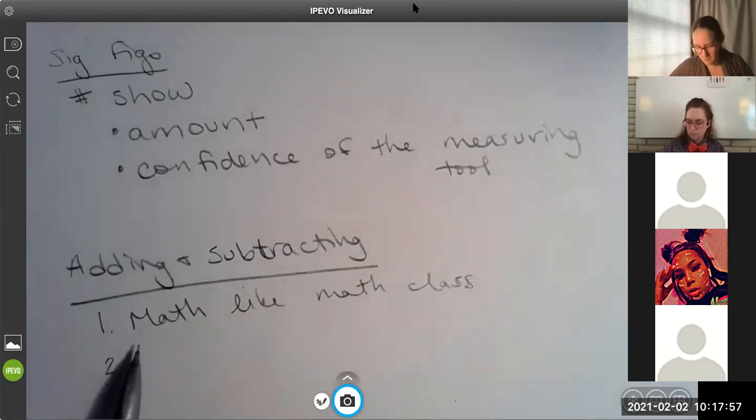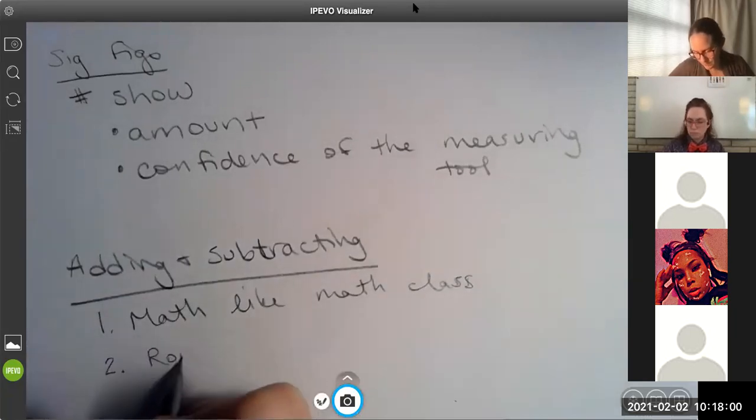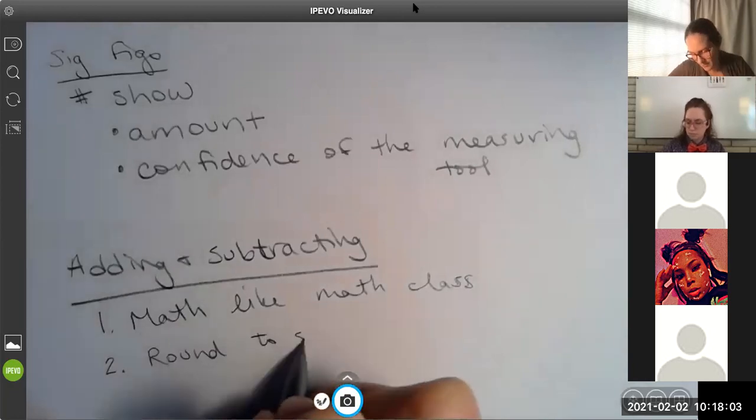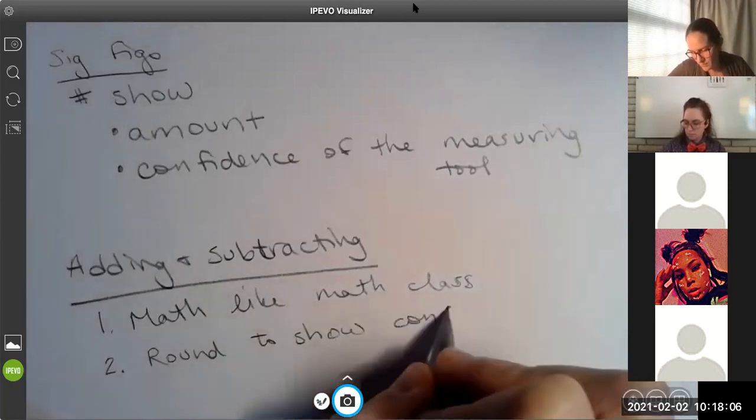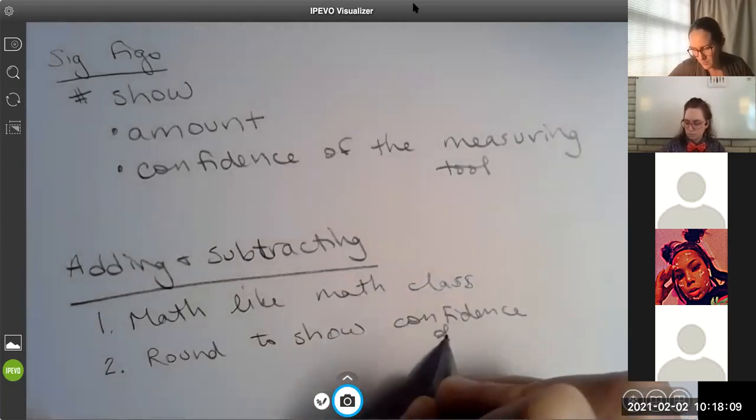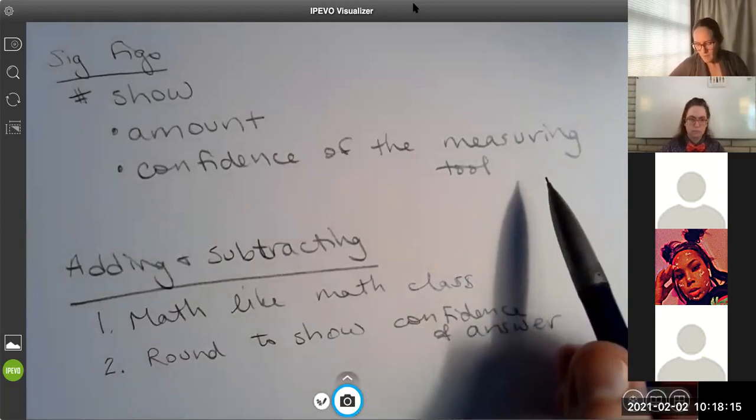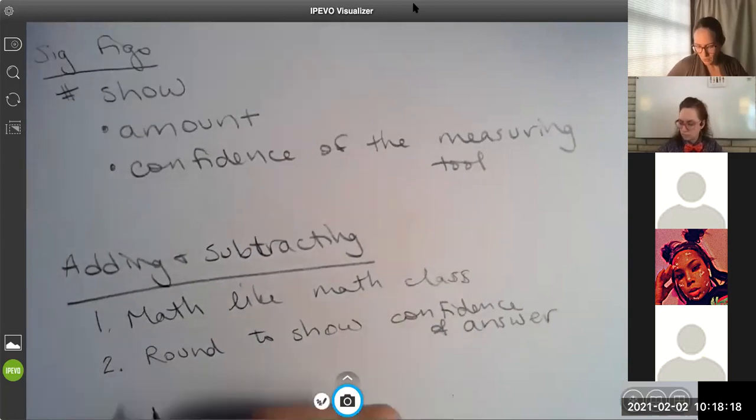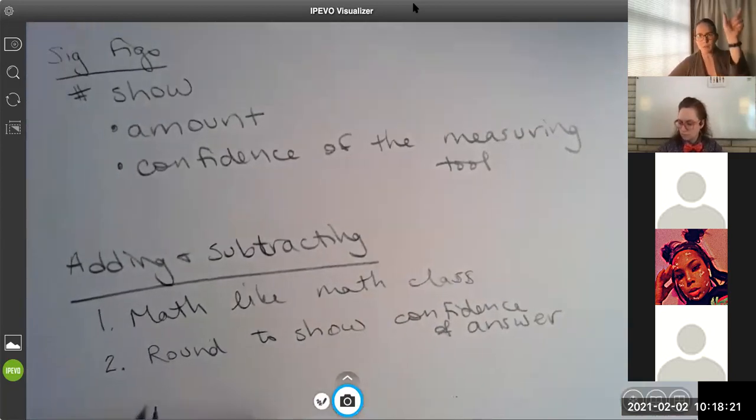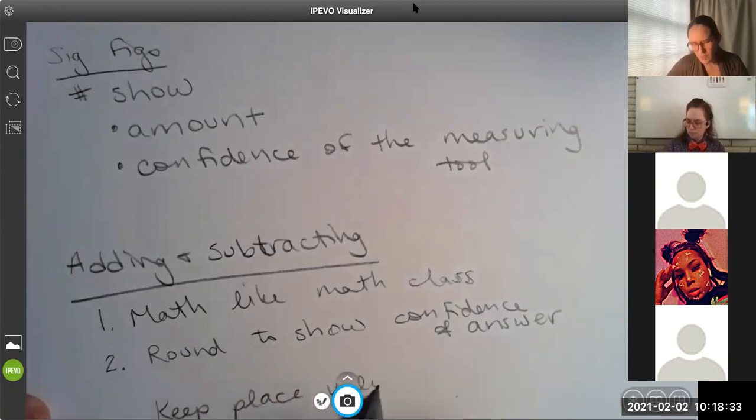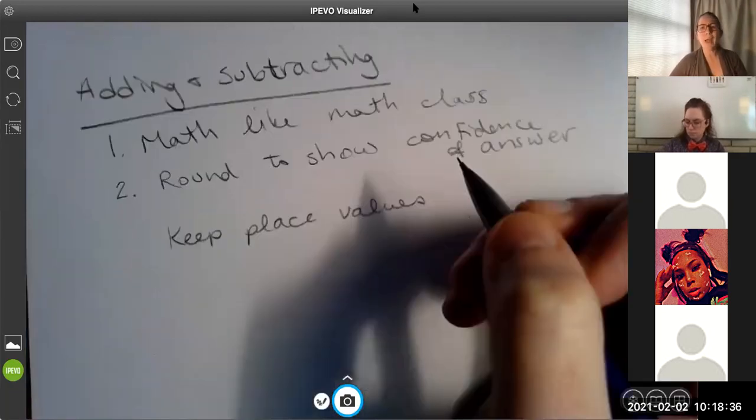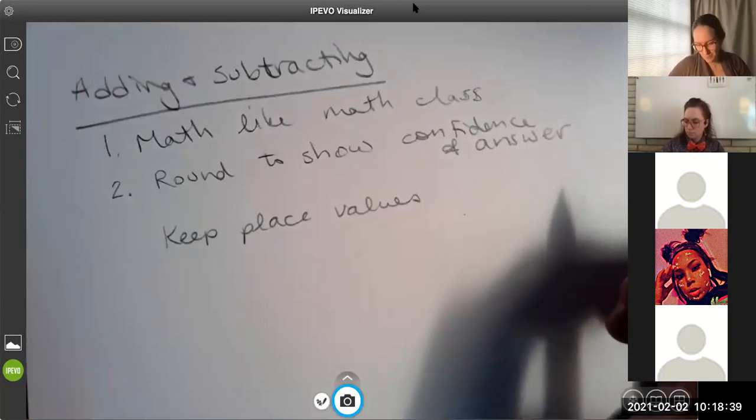Step one, math like math class. Step two, round to show confidence of your answer. And again, this is just what you could see in the original tool. When you're adding and subtracting, keep all place values where you have confidence in all of your starting numbers.